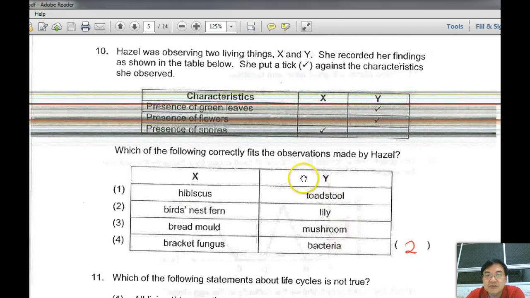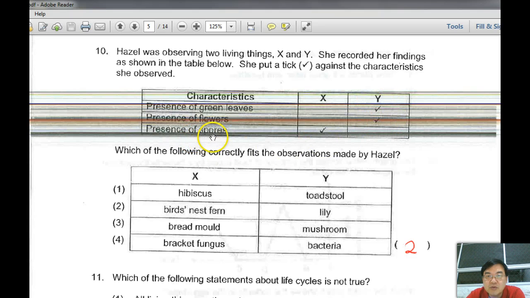Next, Hazel was observing two living things, X and Y. She recorded her findings as shown in the table below. Now put a tick, right? She put a tick against the characteristic she observed. Now, presence of green leaves. Okay, Y has green leaves. Presence of flower, Y has flower. Most probably Y will be the flowering plant.